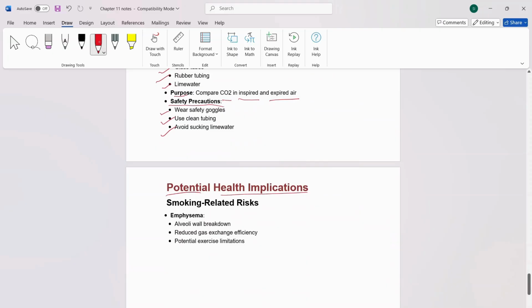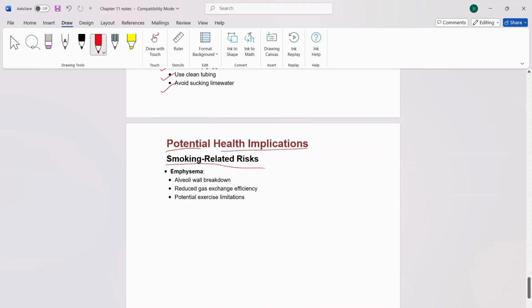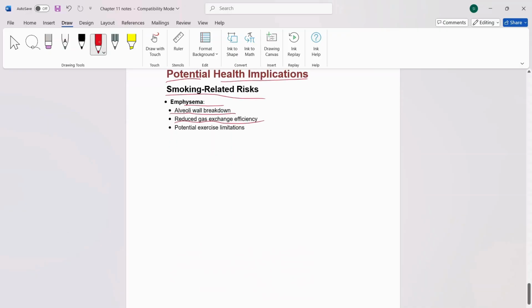Potential health implications include smoking related risk, emphysema, alveoli wall breakdown, reduces gas exchange efficiency, and potential exercise limitation.